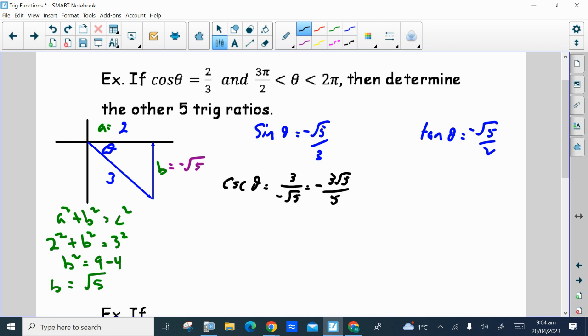So there's the cosecant. The secant is the reciprocal of cosine. Cosine is 2/3, so the secant will be 3/2. And the cotan of theta, the reciprocal of tan, which again is negative 2 over root 5, which we rationalize by multiplying top and bottom by root 5. And there is our answer.